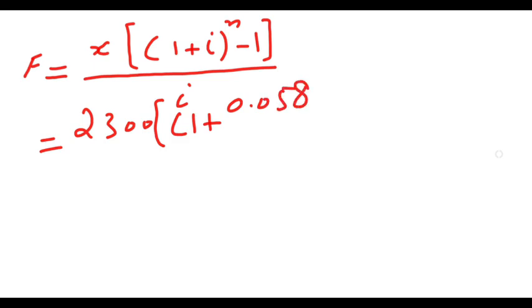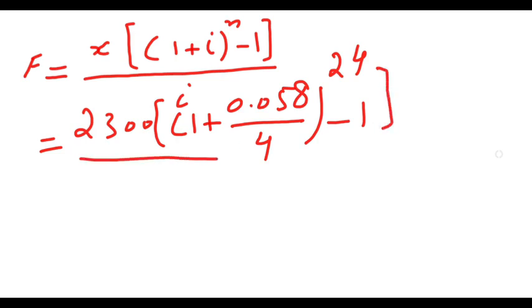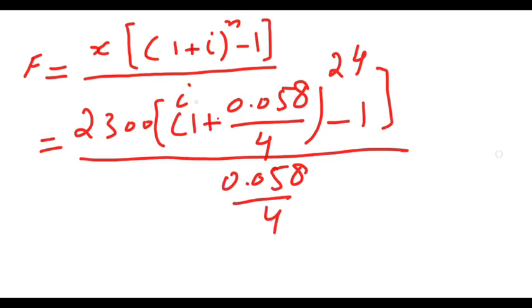0.058, and he said quarterly, so it's going to be divided by 4. And the power, n is 24, which we found earlier, and the minus 1 from the formula, close bracket, over again 0.058 over 4, because this is the i we have. 0.058 over 4.